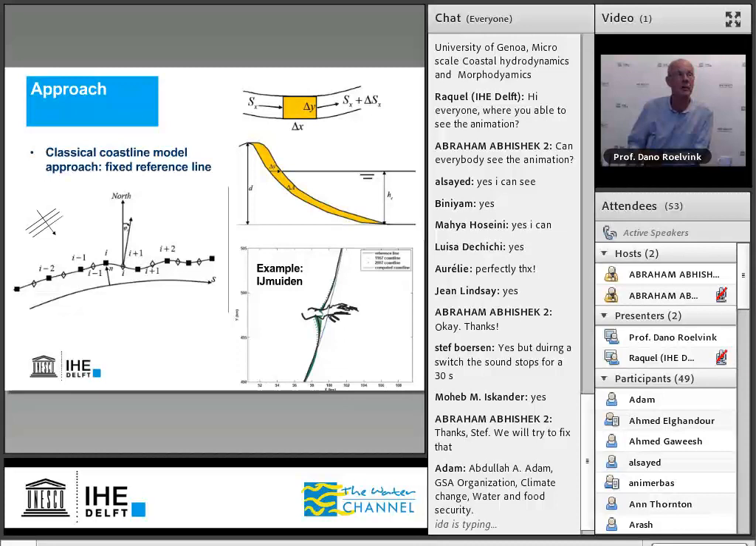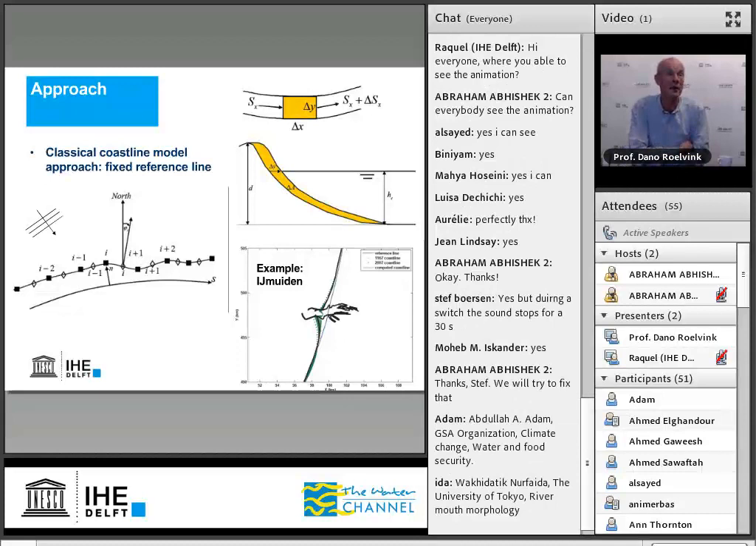First of all, how does a standard coastline model work? You represent the coastline by a series of points. On the left there's a plan form image of the coastline. We have a reference line, and then we have S along that reference line and N in the normal direction, and these points can move back and forth.